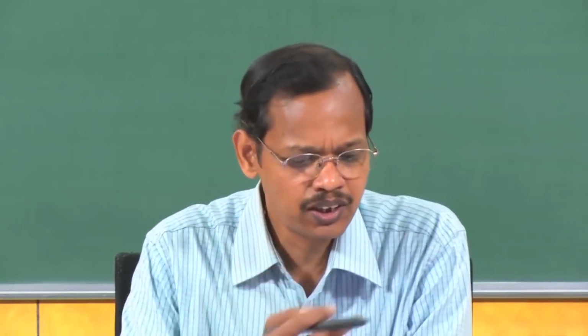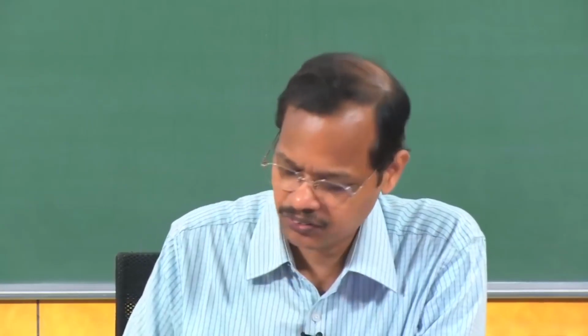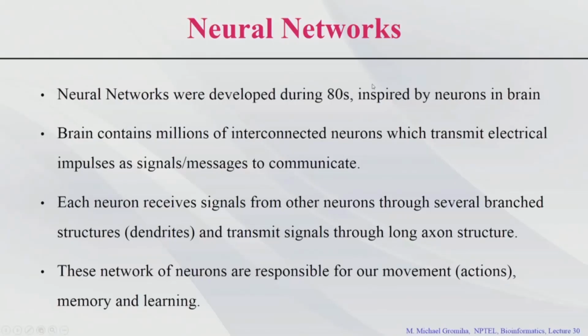So, different methods are available for supervised learning. One is the neural network, which is widely used. If you see the history of neural networks, they were developed early in the 80s, mainly inspired by the neurons in the brain. The brain contains millions of interconnected neurons, which transmit electrical signals, or messages, to communicate. Each neuron receives signals through several branch structures and transmits the signals through a long axon structure. This network of neurons is responsible for our movement, actions, memory as well as learning and so on.